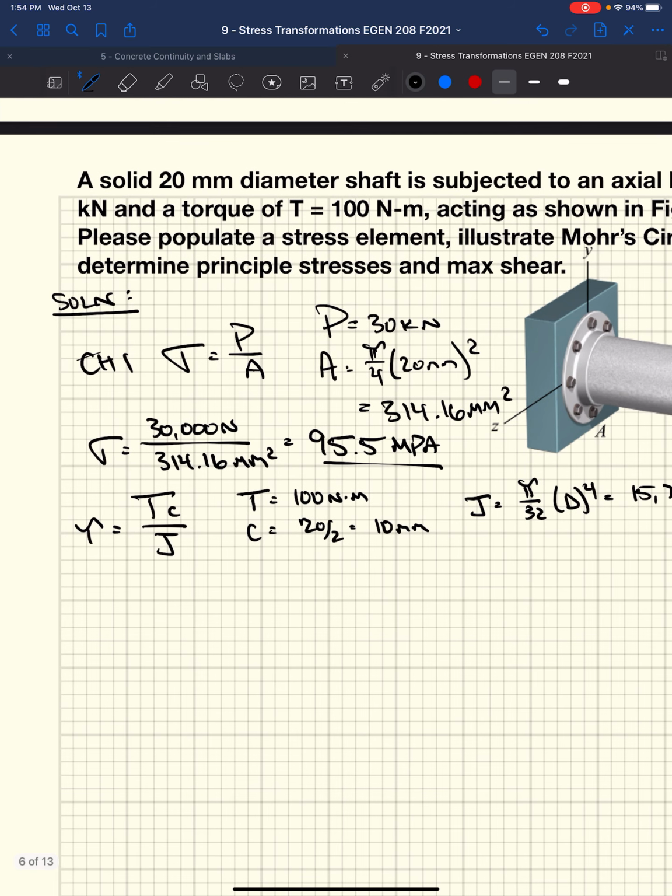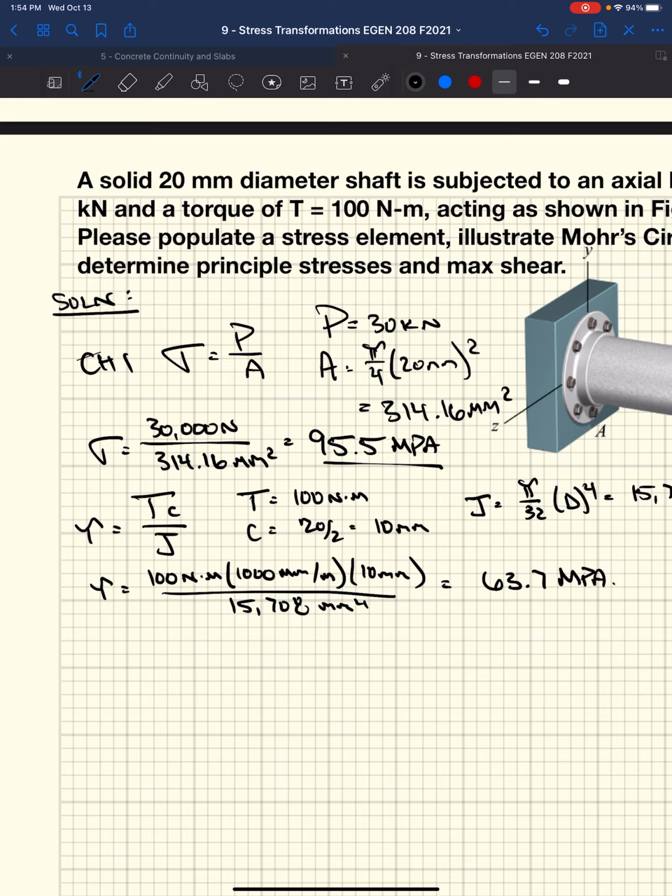So now, knowing all of our parameters, we can plug in and figure out our maximum shear stress. 100 Newton meters, I'm going to move this to millimeters, times our max radius divided by 15,708 millimeters to the 4th. And we get a shear stress of 63.7 megapascals.